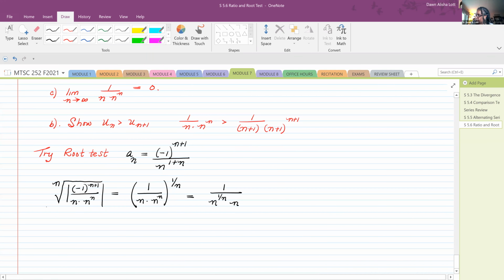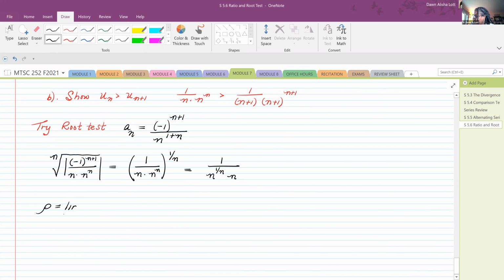So if I do rho is equal to the limit as n approaches infinity of the nth root of the absolute value of a_n, I'm using my root test. That's the limit as n approaches infinity of 1 over n^(1/n) times n. Okay, does anybody know what this limit goes to? What does n to the 1 over n go to?